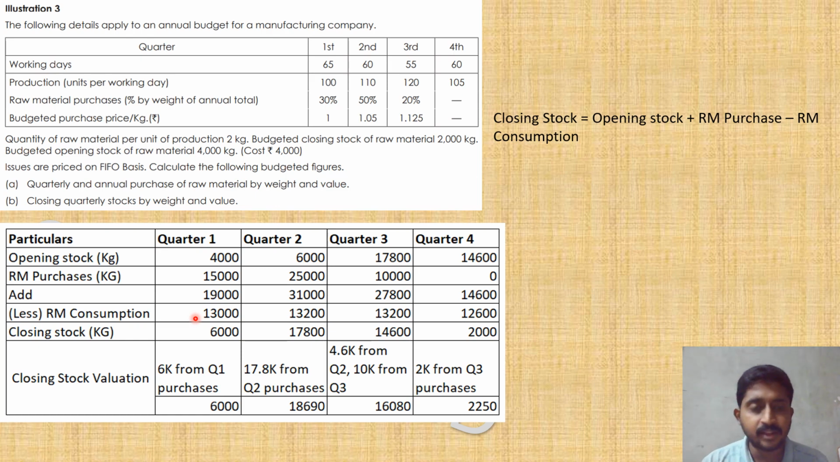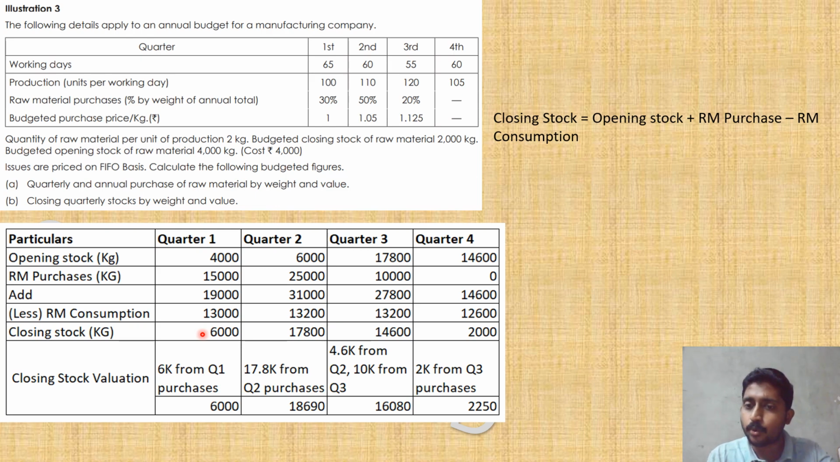One easy thing is opening stock is 1 rupee per kg, and the purchases we have made are also 1 rupee per kg. So first quarter purchase price is 1 rupee per kg. The 15,000 kg of purchases are also 1 rupee per kg. So there is no confusion, and the closing stock will also be 1 rupee per kg only, because the consumption is lesser than opening stock plus purchases. So 6,000 quantity is the closing stock.